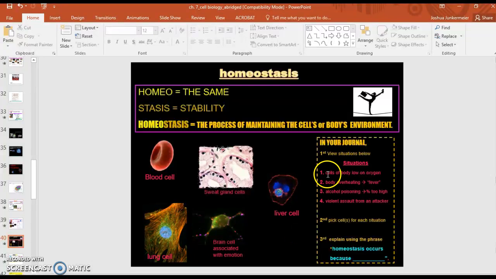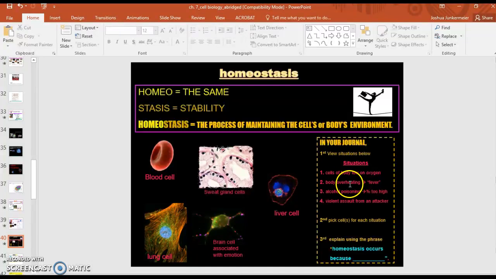Situation 1, it says cells of body low on oxygen. So which cell did we learn from slide 39 is involved in transporting gases, oxygen to the cells, or carbon dioxide away? If the body is low on oxygen, which cell would you choose? So for number 1, you would write which cell you choose, and you would say homeostasis occurs because this cell does blank. And you're done.